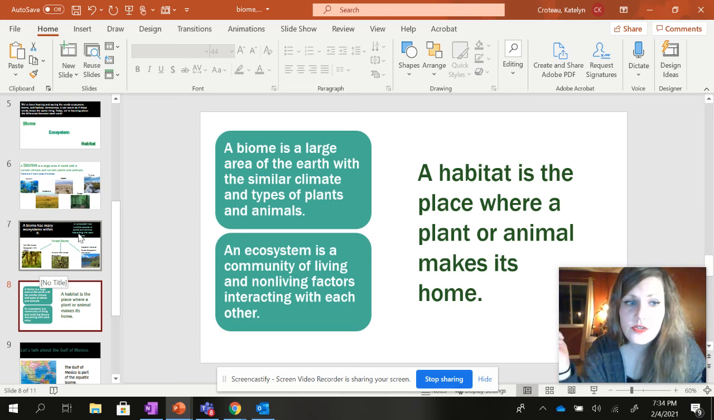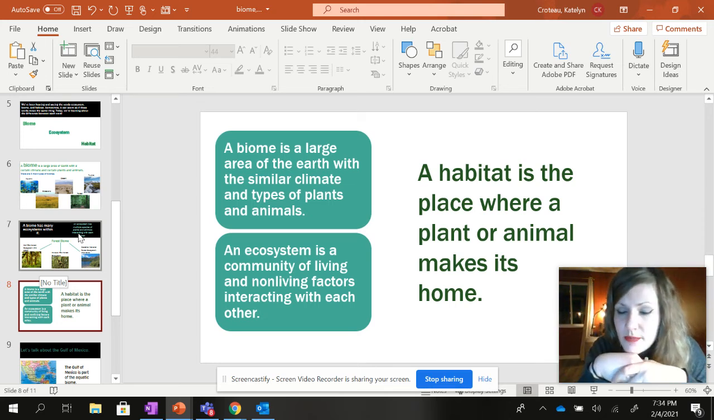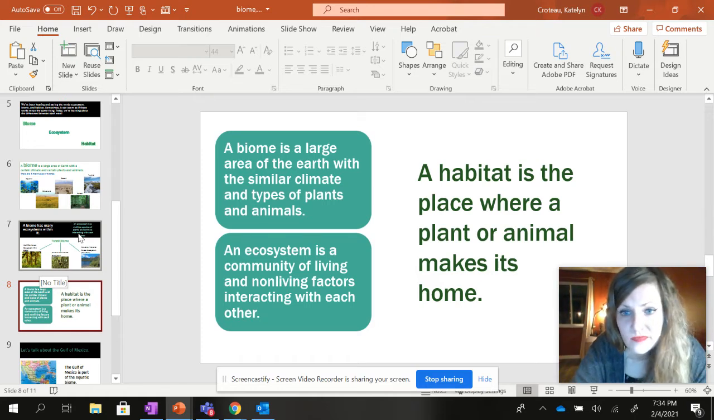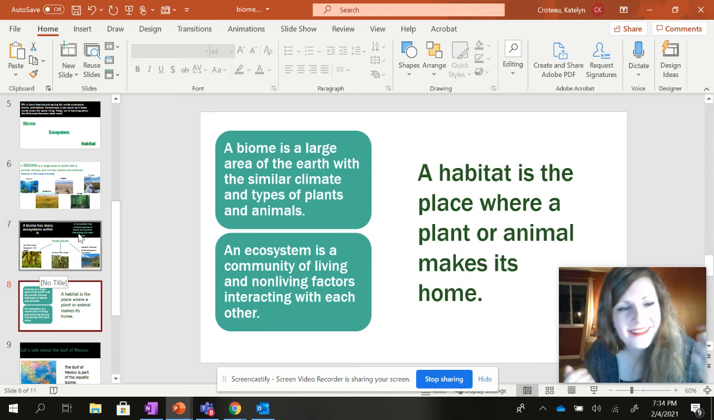Maybe it's just one small cave where that animal lives, or one small couple, I don't know, few yards. Maybe that animal only goes within that little area. Okay, so biome, big. Ecosystem, a little smaller. Habitat, even smaller. Think about it like the animal's house, the animal's neighborhood.